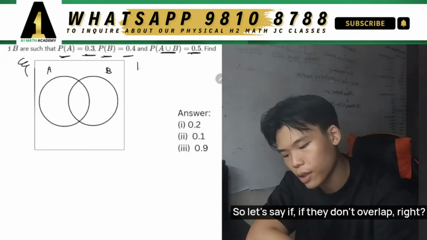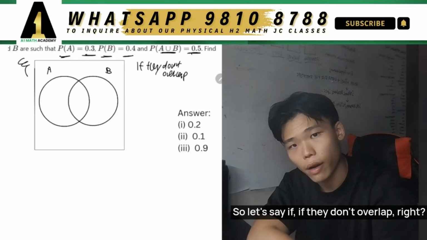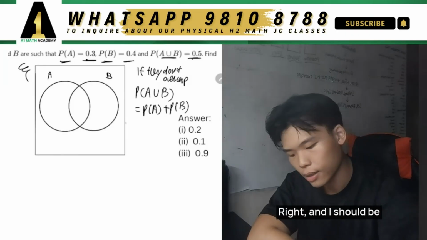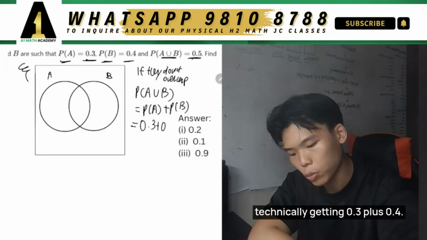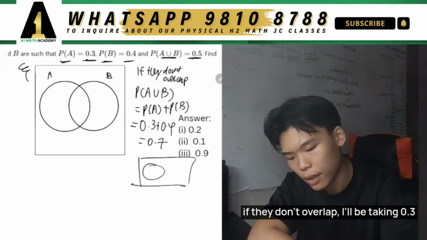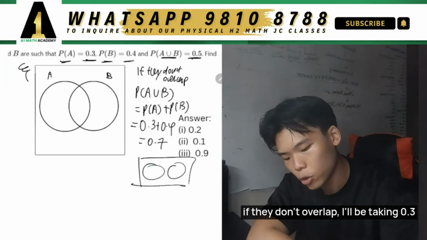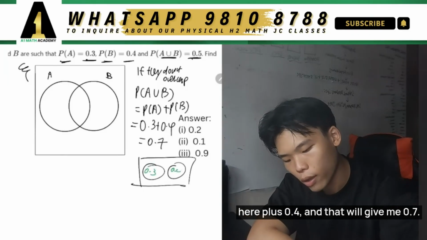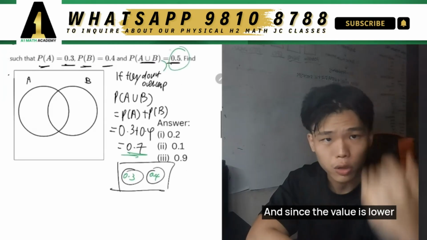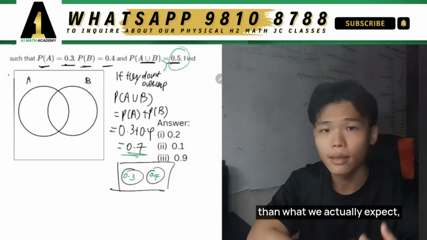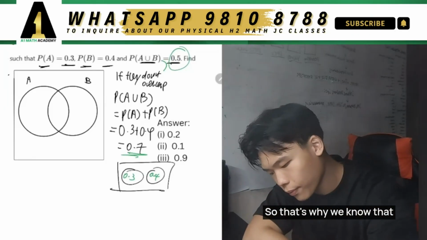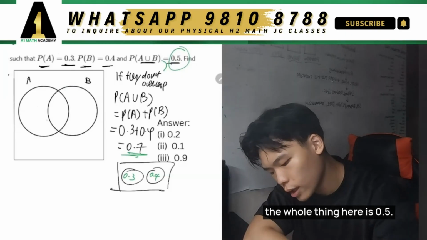So let's say if they don't overlap, right? This over here should be P(A) plus P(B), right? And I should technically be getting 0.3 plus 0.4. I should technically be getting 0.7 if they don't overlap, which means that if they don't overlap, I'll be taking 0.3 here plus 0.4, and that will give me 0.7. But we can see that over here is 0.5. And since the value is lower than what we actually expect, that means they overlap. There'll be some region where they overlap, and therefore the value is not 0.7. So that's why we know that the whole thing here is 0.5.